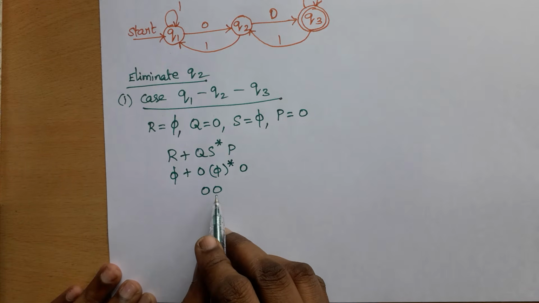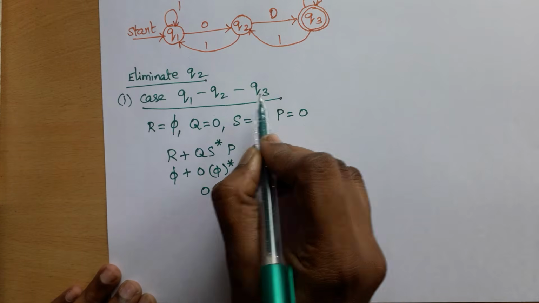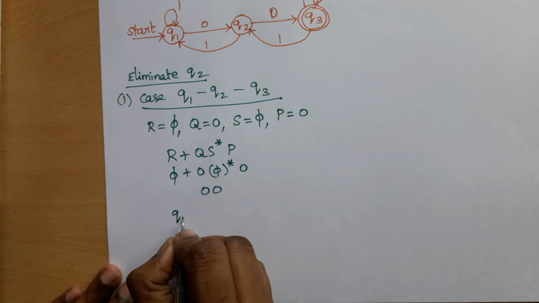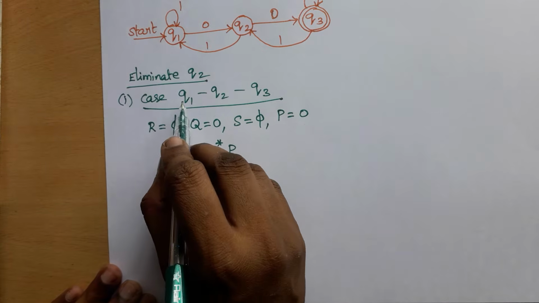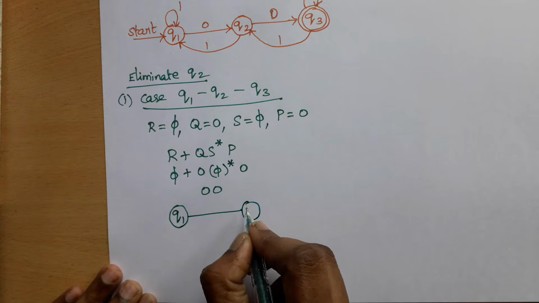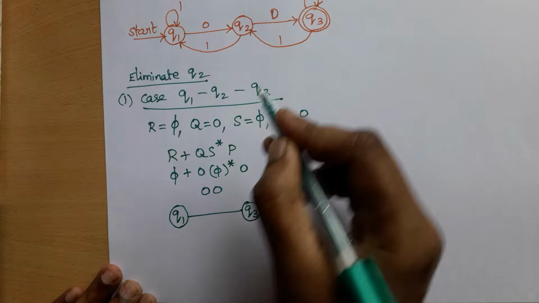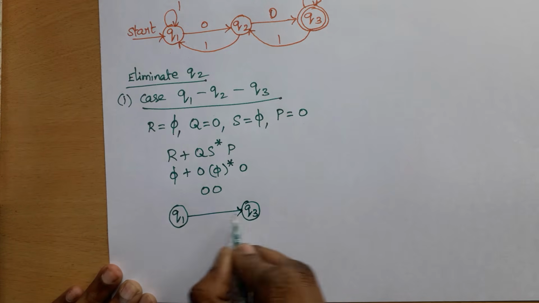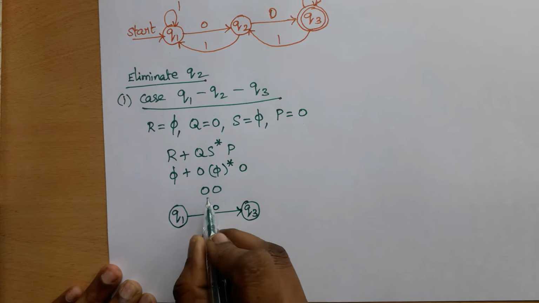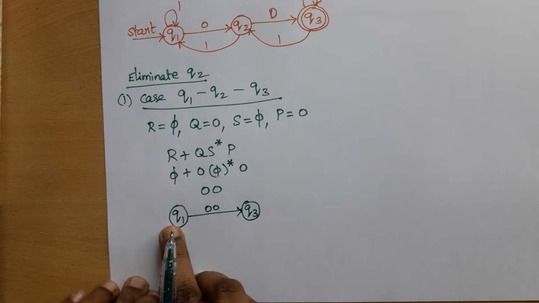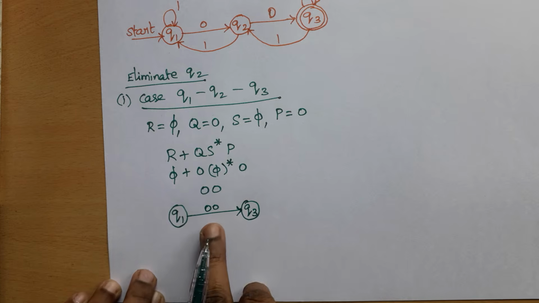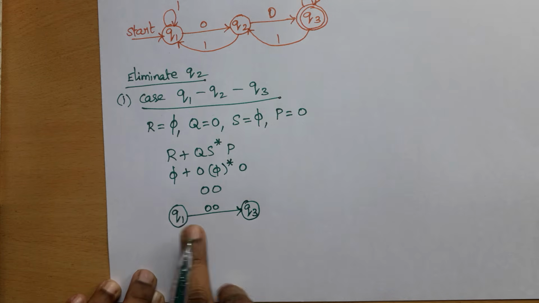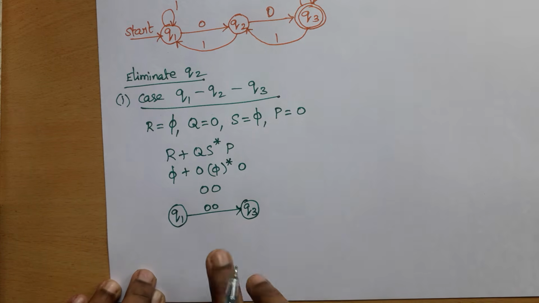We have to place this on the path from Q1 to Q3, right? What is the meaning? If we want to eliminate Q2, we have to draw an edge from Q1 to Q3, and that edge must be labeled by this regular expression. I am not mentioning start state, final state and all, just for rough work only we are doing this. Finally, we will combine everything.